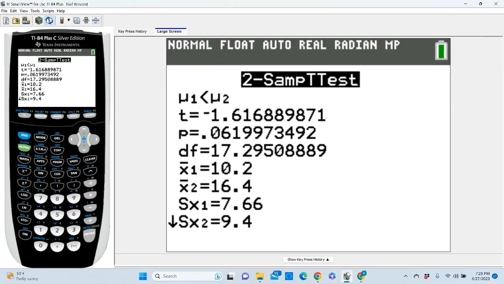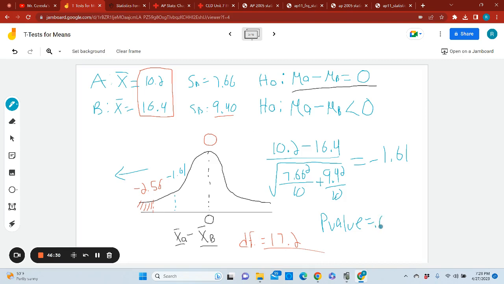My p-value, which I also can pull off of here, right? And you could tell the people on the test you used the two sample t-test function, filled out all this data, and there's your p-value, 0.0619. So think about this, all right?